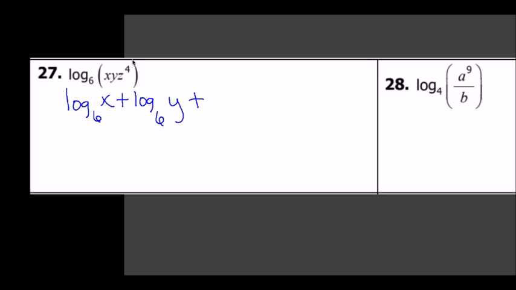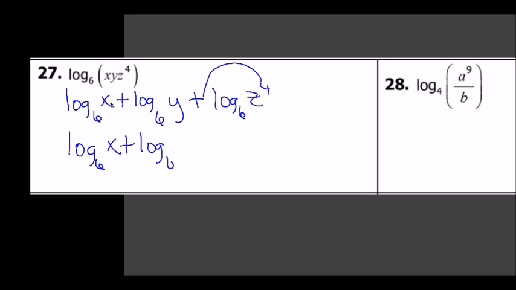What do I do with the 4? It's still log base 6. So I'll write it out: log base 6 of z to the 4th. I'm almost done. If there is an exponent up here, it needs to come down into the front in order to be expanded all the way. Log base 6 of x plus log base 6 of y plus 4 times log base 6 of z.